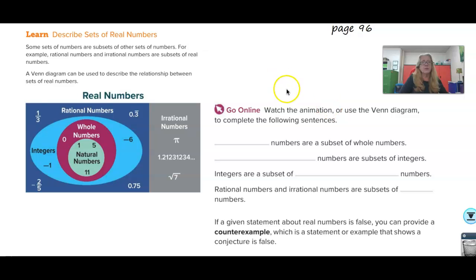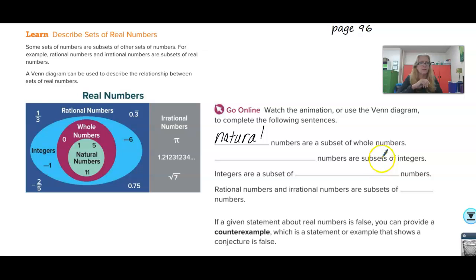Watch the animation or use the Venn diagram to complete the following sentences. Blank numbers are a subset of whole numbers. Subset means they're a smaller set inside of whole numbers. What's a smaller set inside of whole numbers? That would be your natural numbers. They are a smaller set inside whole numbers, so that makes them a subset.